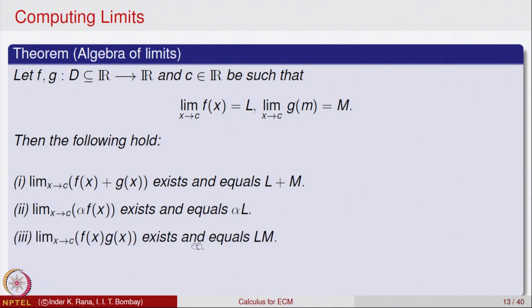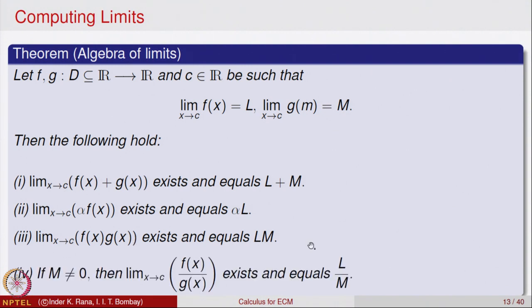The third thing is we are looking at the product of the two functions, the product of f with g, defined as f(x) into g(x). The limit of the product also exists and is equal to the product of the limits, that is L times M. So, the limit of the sum is the sum of the limits, the limit of the scalar multiple is the scalar multiple of the limit, and the limit of the product of the functions is the product of the limits.